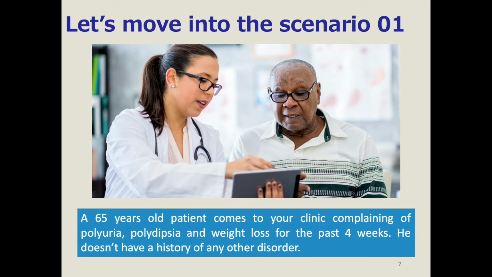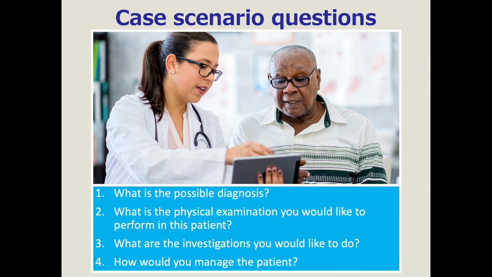Now let us move to patient scenario 1. A 65-year-old patient comes to your clinic complaining of polyuria, polydipsia, and weight loss for the past 4 weeks. He doesn't have a history of any other diseases. So what is the possible diagnosis here? What physical examination would you like to perform in this patient? What investigations would you like to do? And how would you manage the patient?